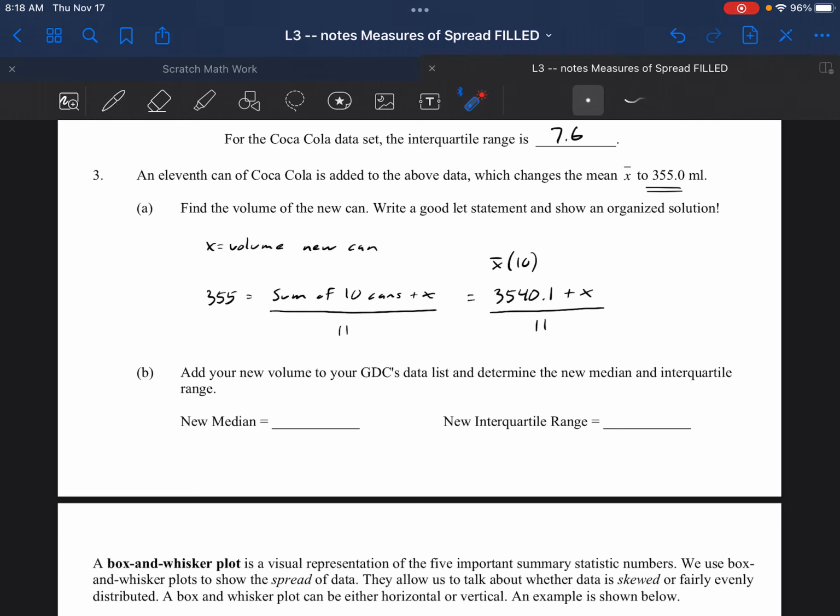divided by 11. Okay, and when we solve this, we would take 355 times 11, then subtract 3540.1. You guys have pretty good algebra, so this is going to tell us that x is 364.9 milliliters. Let me see if I have room to add milliliters in there. Yeah, let's do that. Milliliters. Okay.